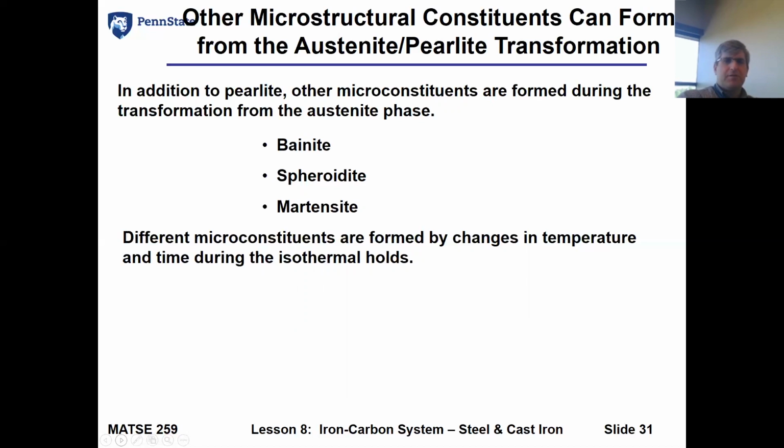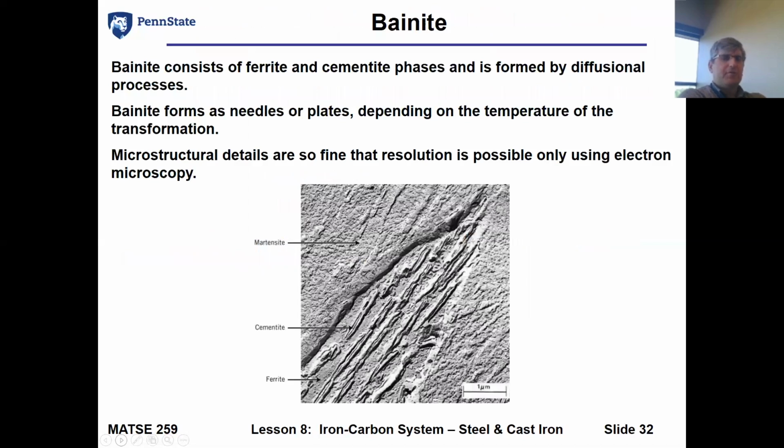We'll talk about spheroidite as we move forward, but bainite is the way to really think about bainite. It's still diffusion driven. It is really a combination of ferrite and cementite, so it's pretty similar to perlite in a lot of ways, but its properties are significantly different because of the scale at which it occurs. Bainite exists at very fine scales, where what we have are very, very small cementite and ferrite laths. This is less than 1 micron across, and so we need to use electron microscopy to even really see bainite.